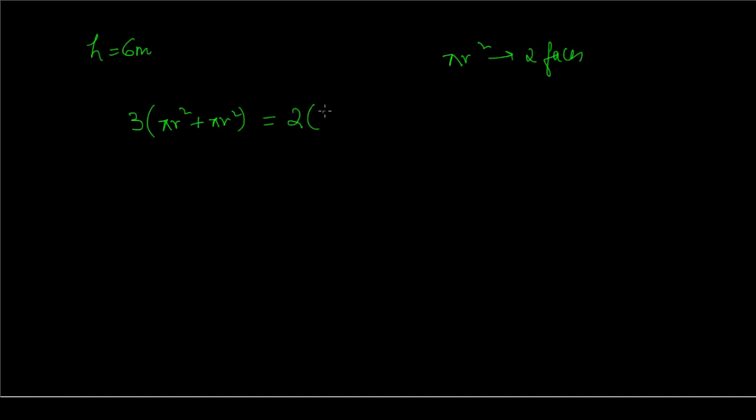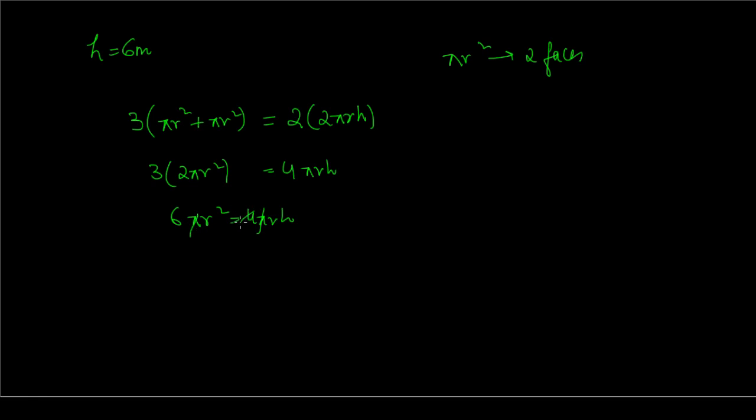So 2 into 2 pi rh. Because the formula for CSA says 2 pi rh. So 2 into 2 pi rh. Now easy. So 3 into 2 pi r square is equal to 4 pi rh. So 6 pi r square is equal to 4 pi rh.